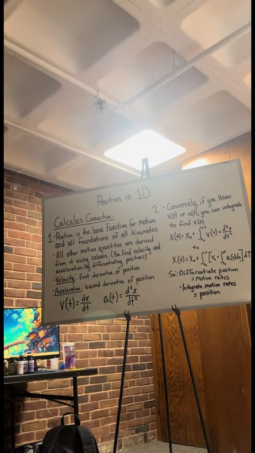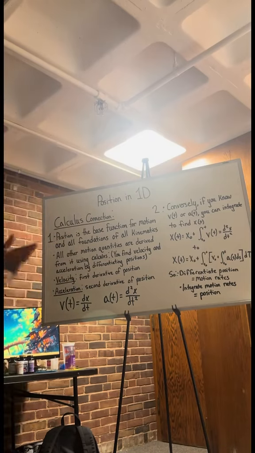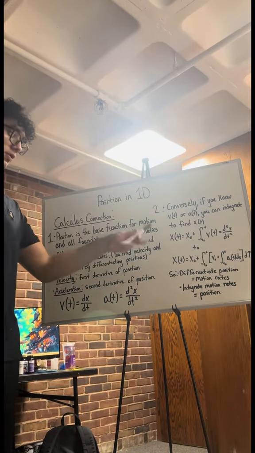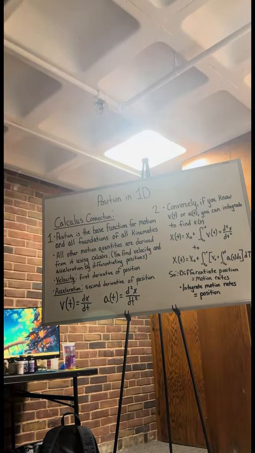As you can see over here, we can find that by differentiating the position. And we know that velocity is the first derivative of position and acceleration is the second derivative of position. And these are the derivative formulas for both velocity of time and acceleration of time. And conversely, if we know v of t or a of t, you can integrate it to find x of t, which is the position function. As you can see, this is the integral formula. So differentiating position usually equates to motion rates, and integrating motion rates usually equates to position.